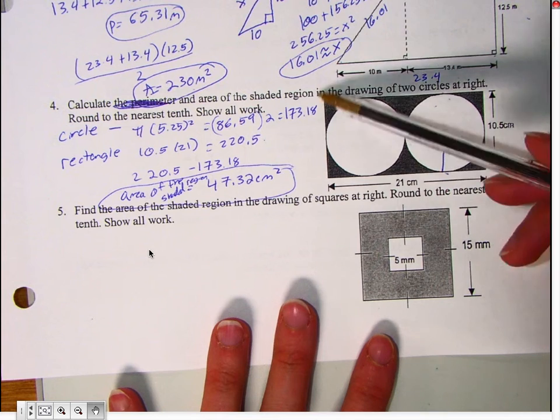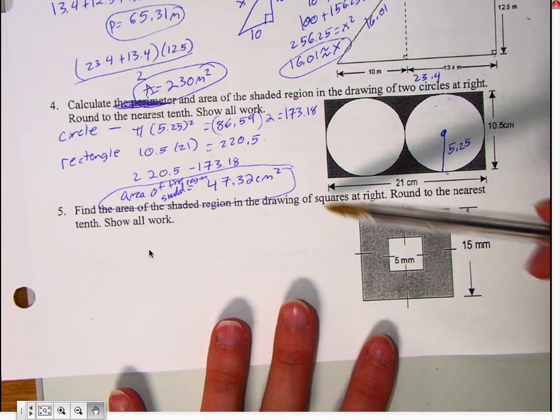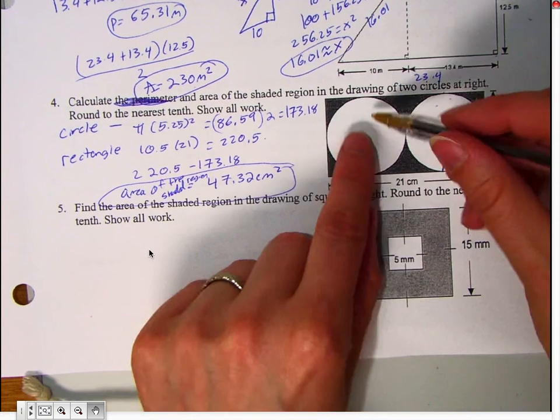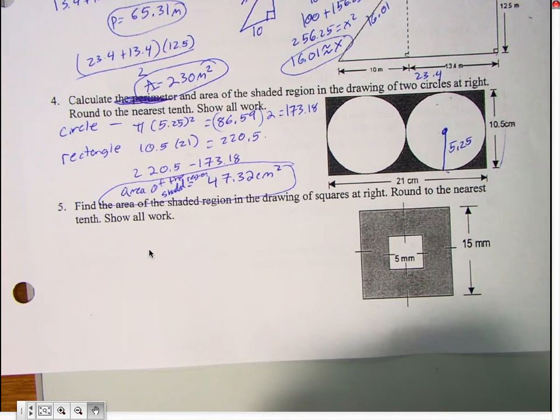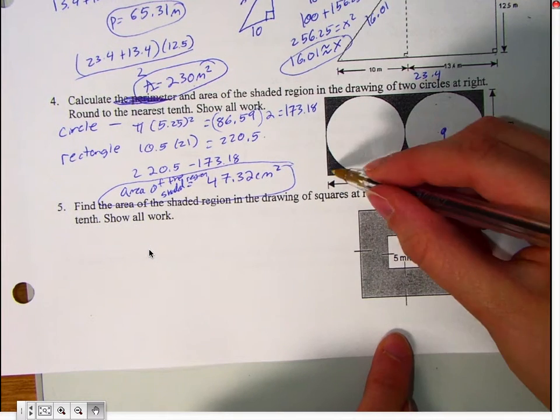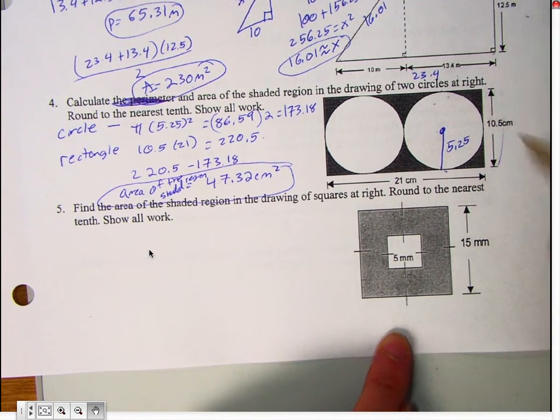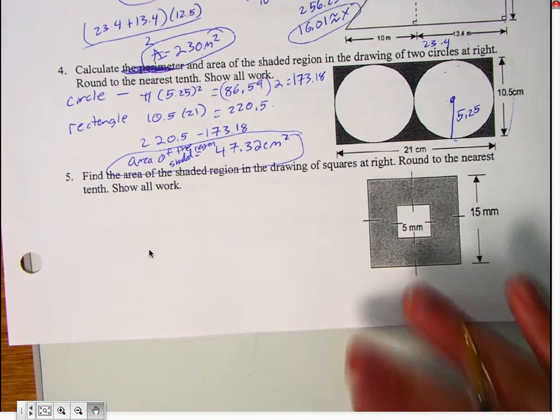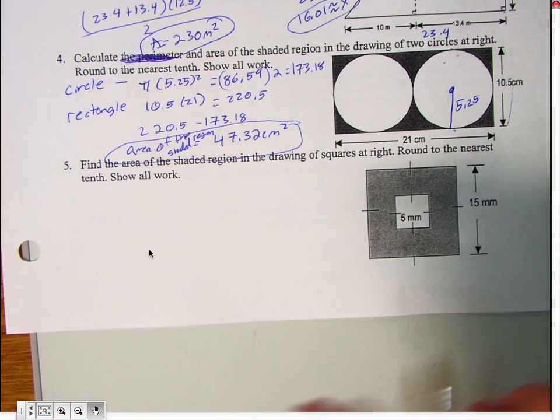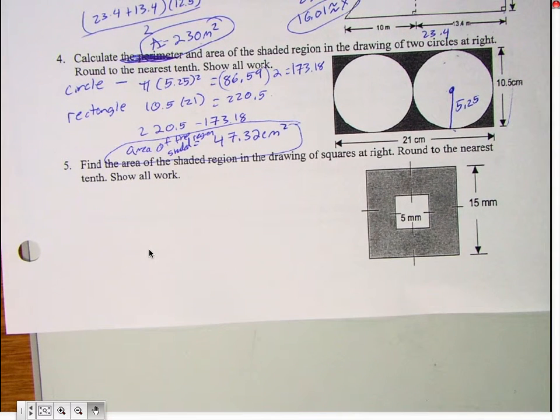The area of the whole rectangle, and then it's like we took out the area of the circles. So we subtracted it to find just this part on the outside. Okay? I want you to use that same theory and find the area of the shaded region on your own, and then we'll go over the answer together of this last one.